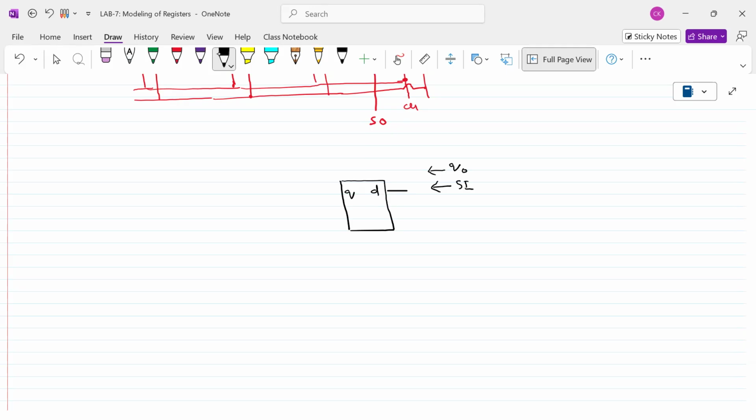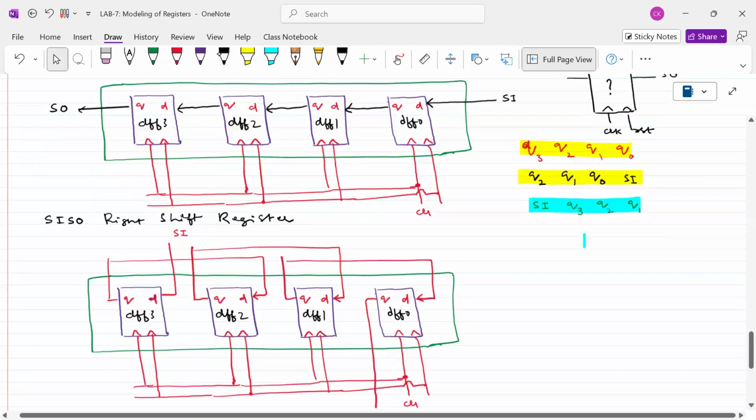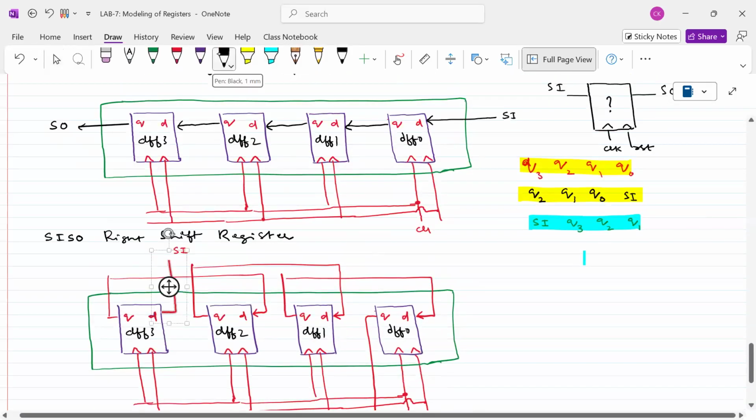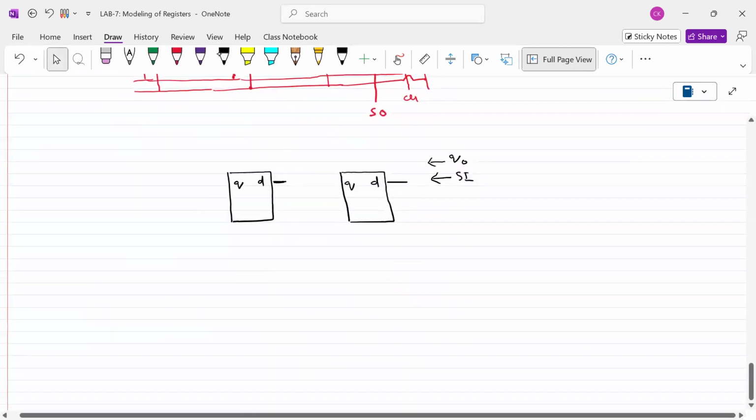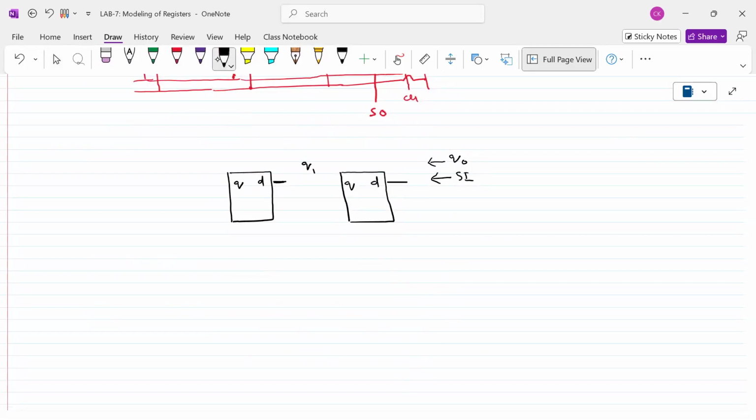Is that point clear? Now, what about this one, for example? What about DFF 1? What should be this input? D and Q. What should be the input of the second flip-flop? As you can see, Q0 is one input. Next, Q2 is one input, right? So we have to choose this one as Q1, and this is called Q2, the inputs for this.